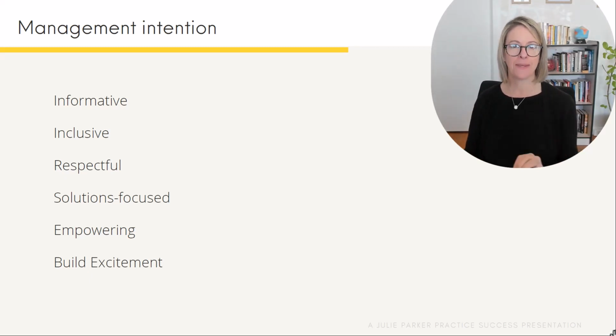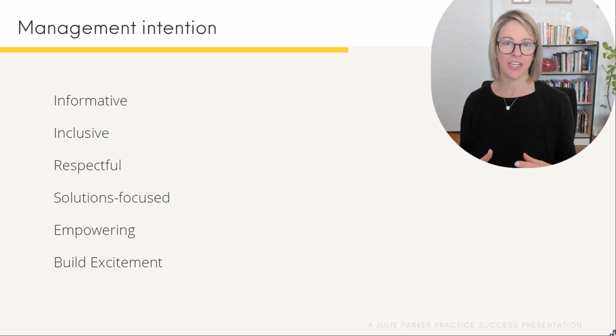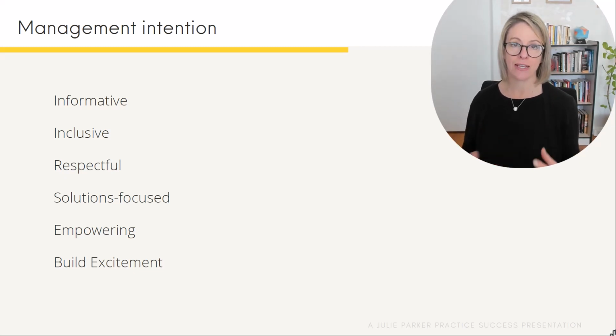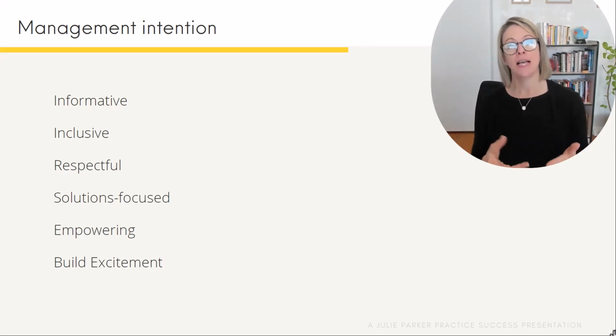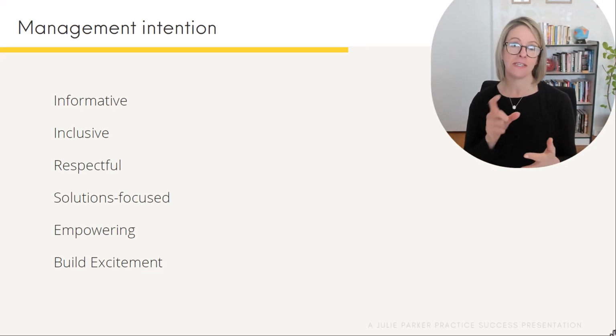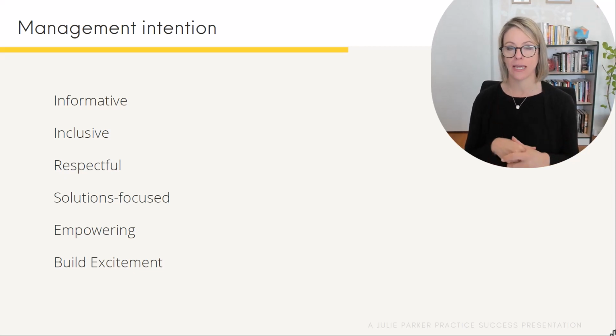And finally, build excitement. We want to build the energy around rolling out these new things. If someone was told you just have to do something new, we're going to do morning huddles now, and so the morning huddle just means you have to turn up to work 15 minutes earlier, then that's going to be a bit of a drag on everybody.